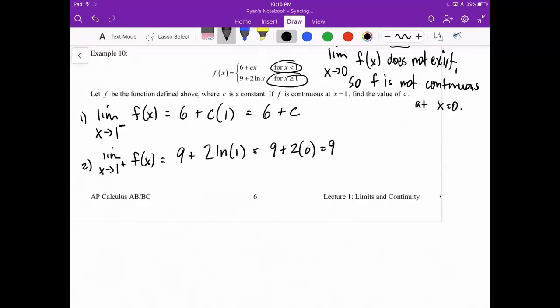And then the very last thing: in order for this function to be continuous, I know that these two one-sided limits have to be equal. So I'm going to take the left-hand limit, which is the limit as x approaches 1 from the left, 6 plus c, and set it equal to the limit as x approaches 1 from the right, which was 9. And if I solve for c, I'm going to get c is equal to 3.